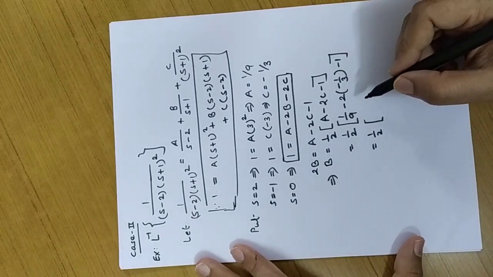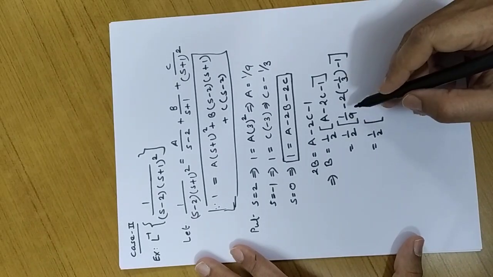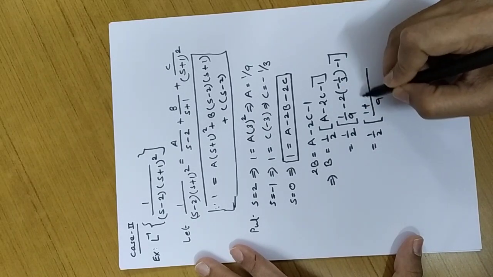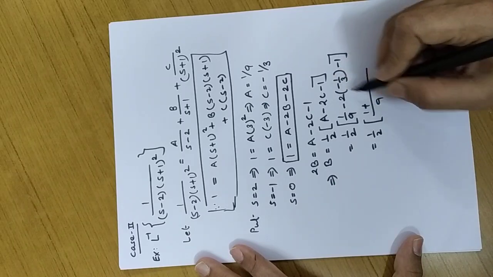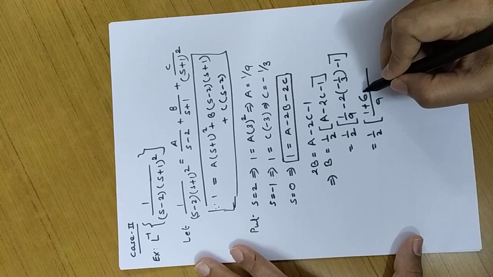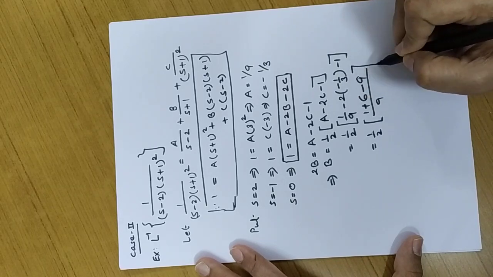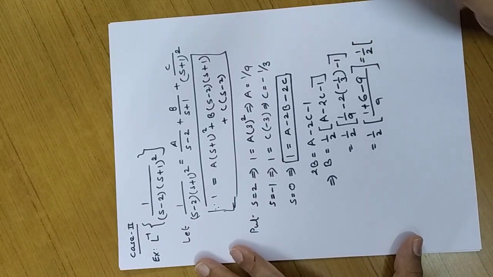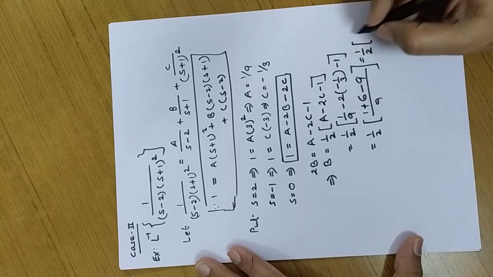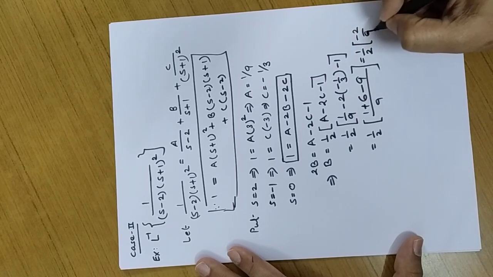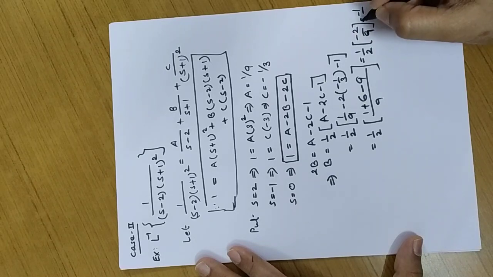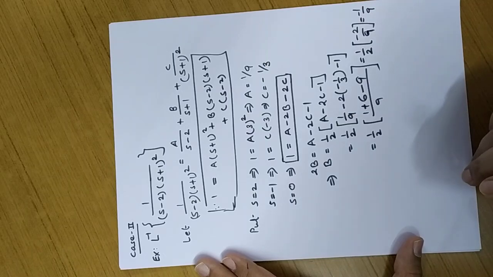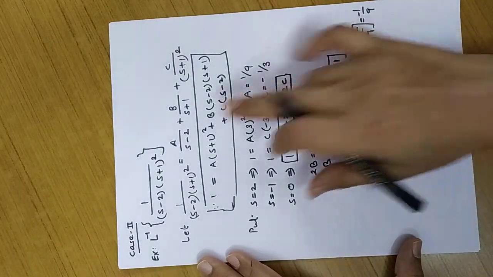Okay, so we'll take LCM. The LCM is 9, and this term you can write plus 2 into 3, 6, minus 9. Clear? So 1 by 2, and this one is minus 2 by 9. So finally it is minus 1 by 9. So now we have the values of A, B and C. Now you can substitute these values in this assumption.